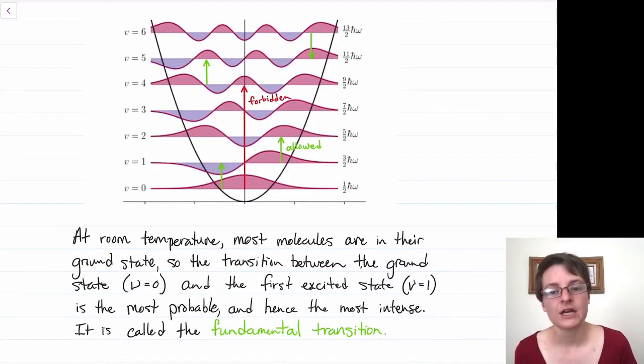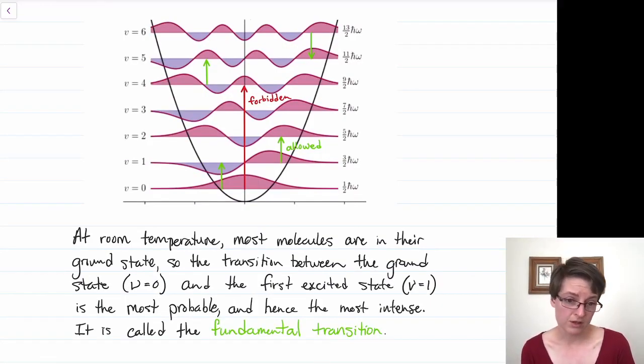Now, of these levels, it turns out that at room temperature, most molecules are in the vibrational ground state. And so it's the transition or the absorption between the ground state and the first excited state that is the most probable and that shows up in the IR spectrum with the most intensity. Hence, this is called the fundamental transition for a molecule. And so if you hear about the fundamental vibrational transition, have in your head that that's always a transition either from the ground state to the first excited state, or if you start off with all the molecules excited, the emission from the first excited state back to the ground state.